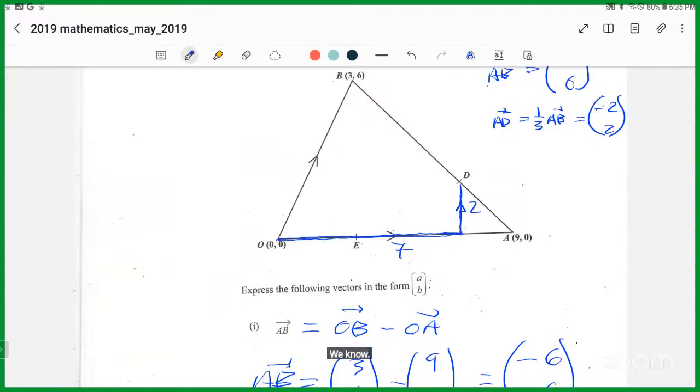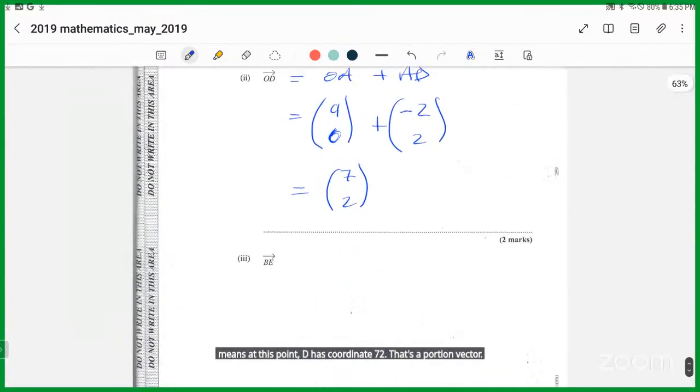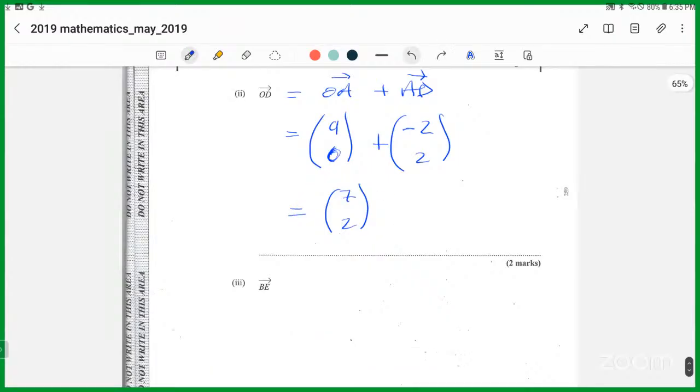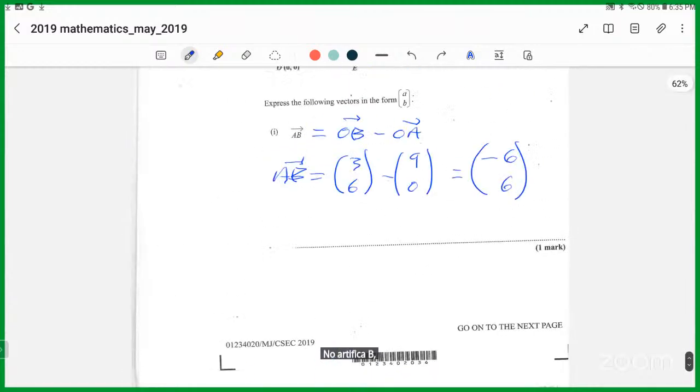7, 2. This is from O to D. It means that this point D has coordinate 7, 2, because if the position vector OD is 7, 2, then D is the point 7, 2 with the same values. Now let's look at the diagram, the vector BE.